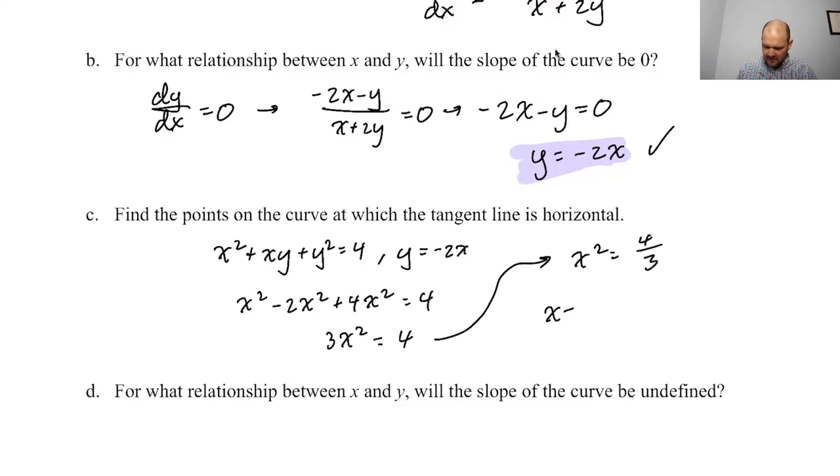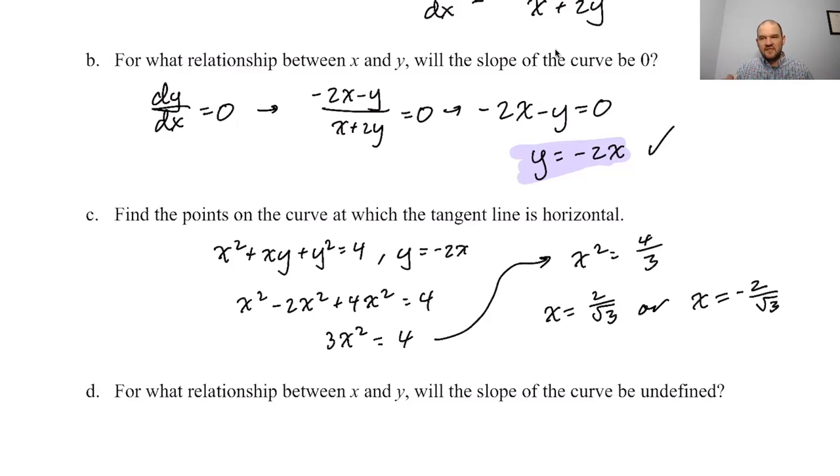So either x is 2 over root 3 or x is negative 2 over root 3. These are the answers that I'm getting. I think they're right. Now there's a choice to be made. We need to solve for y. I could take x equals 2 over root 3 and substitute it into x squared plus xy plus y squared equals 4, or I could substitute into y equals negative 2x. One of those is a better choice.